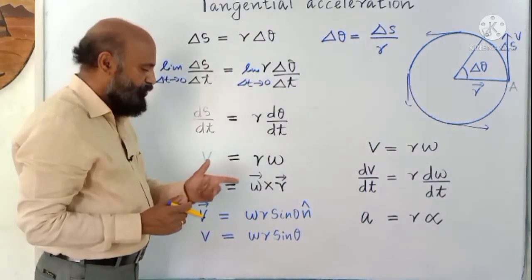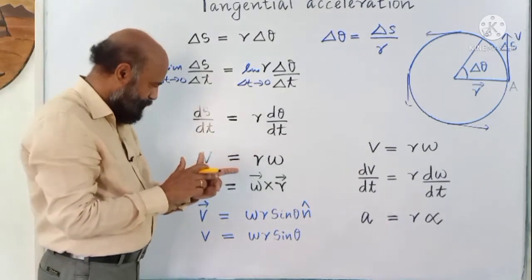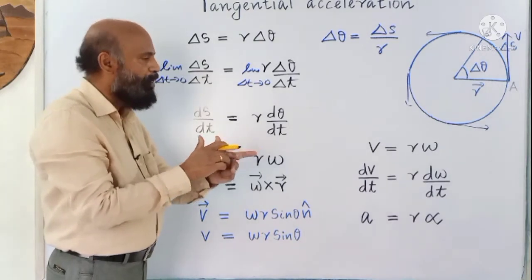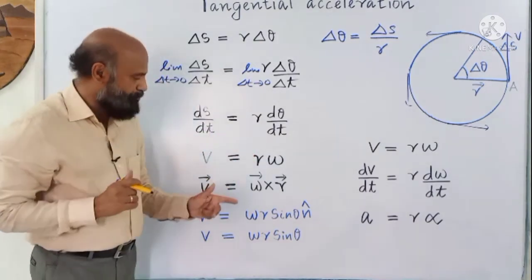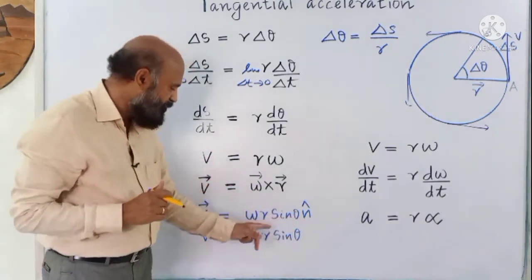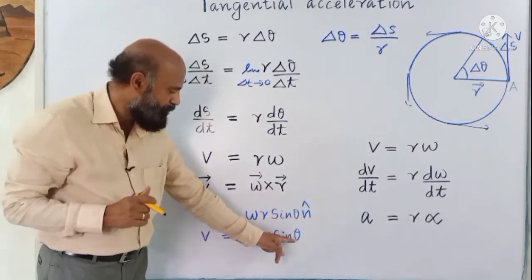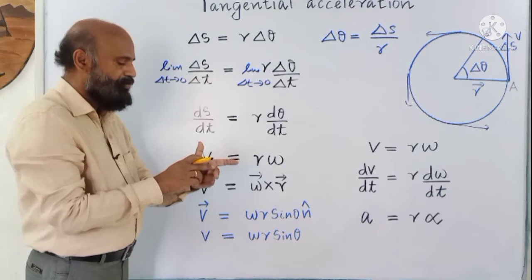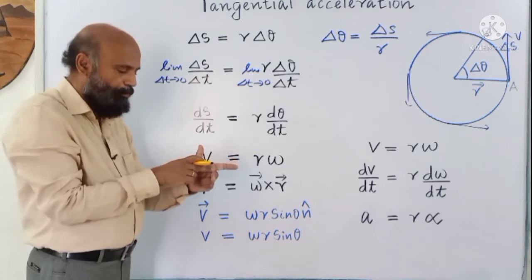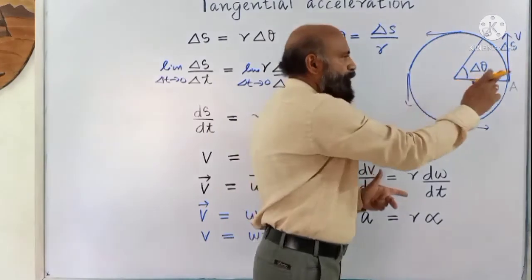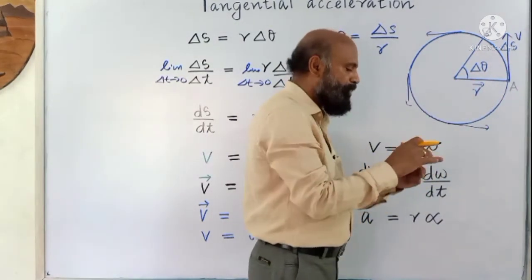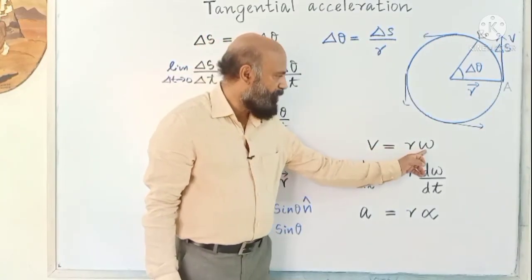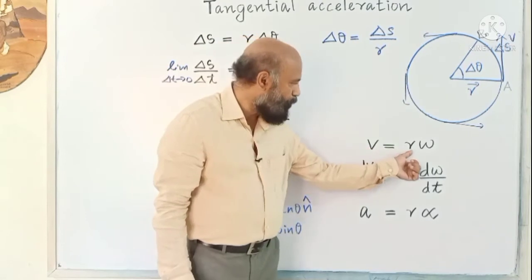Circular motion is a special case where the angle between omega and R is 90 degrees. Suppose you are not interested in the direction, so you can write V is equal to omega R sine theta. Then in the case of circular motion, theta is 90 degrees, sine 90 is 1. So we are getting a relation between linear velocity and angular velocity. In the case of circular motion, V is equal to R omega.